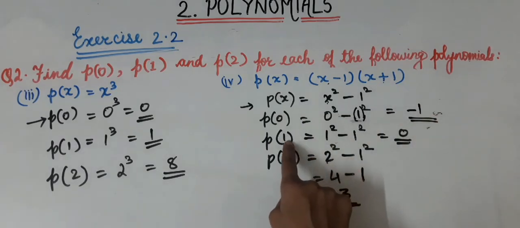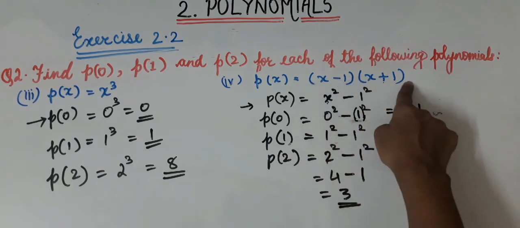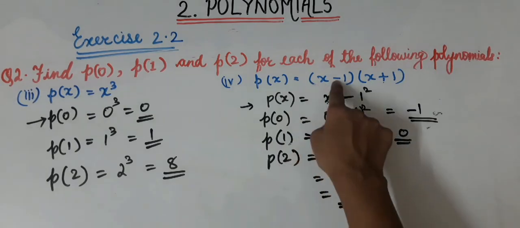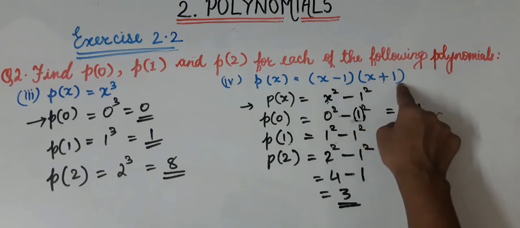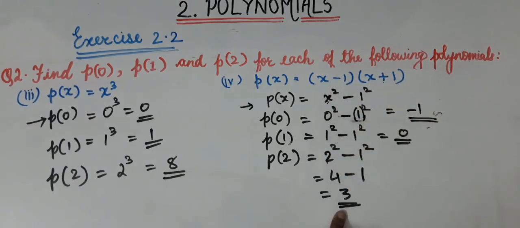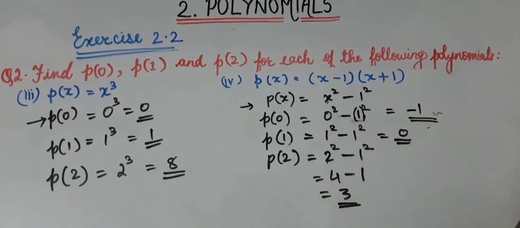Now check it for 1. 1 minus 1, 0. And 0 into anything is 0 only. You got 0. Then P of 2. 2 minus 1, 1. 1 into what? 2 plus 1, 3. 1 into 3 is 3. You got 3. So even if you don't use the identity and solve for it, doesn't matter. Okay. So here we complete the second question.